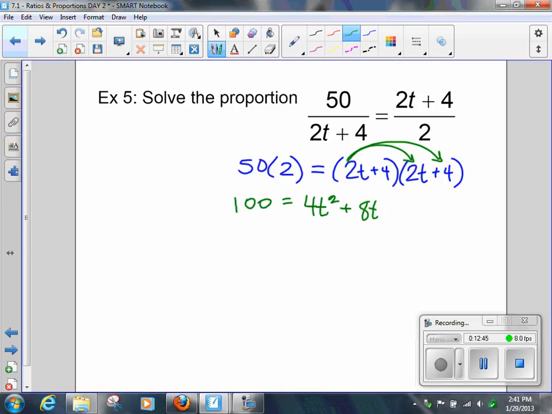No. 4 times 2t is? 4 times 4 is? There we go. Now what? Look at all those numbers. What do I do? Simplify. I've got like terms, don't I? 8t and 8t is? 16t.